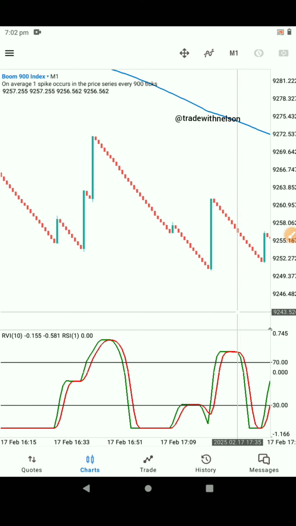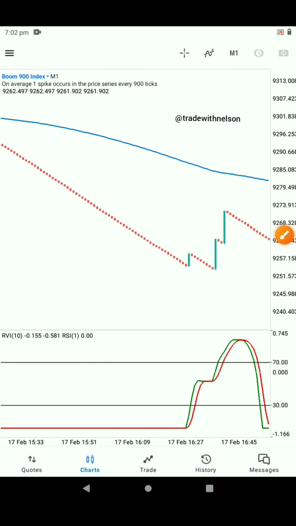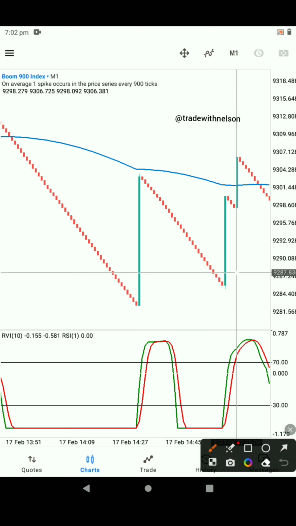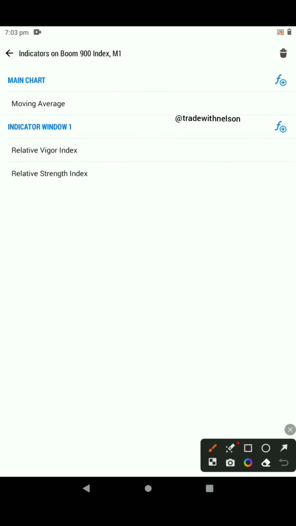We see in the current market, we enter a sell and count our 5 candles, and then we are okay with that. So now let me show you the settings of my indicator. First thing you do is to click on this indicator icon over here. Like I said, I have 3 indicators: the moving average, the relative vigor index, and the relative strength index.